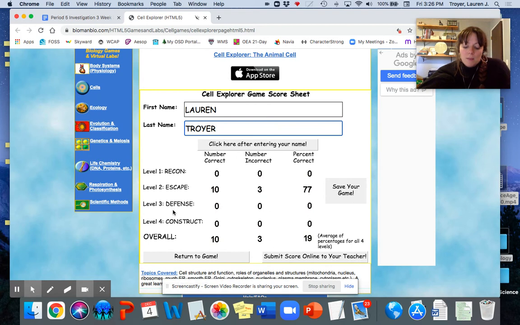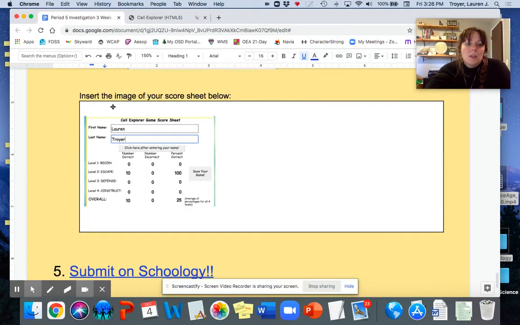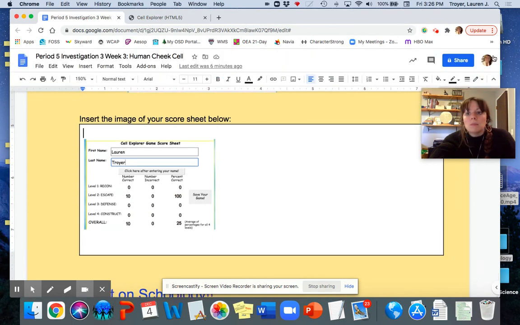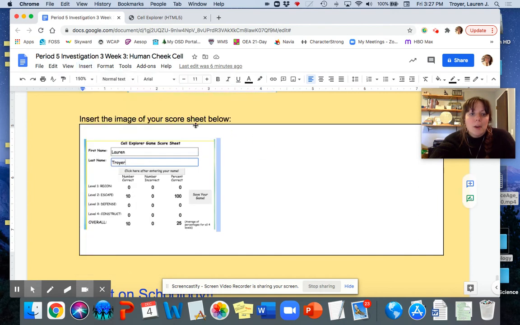Take a screenshot. Control-Shift-4. Highlight the area. And then I'm going to insert this into my notebook. Okay, I go to Insert, my toolbar. Insert. Image. Upload from computer. Again, I put it in here.